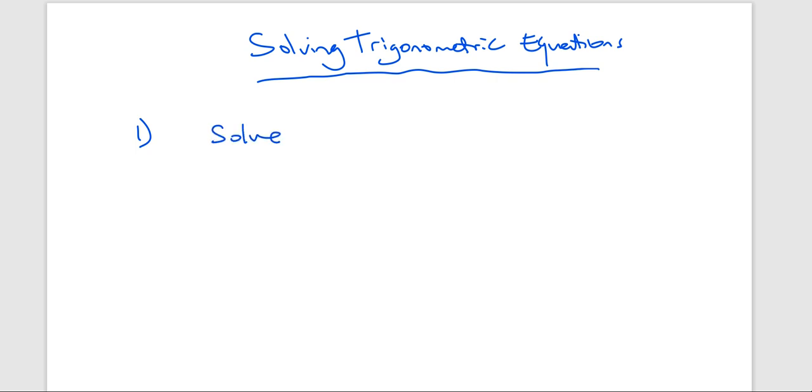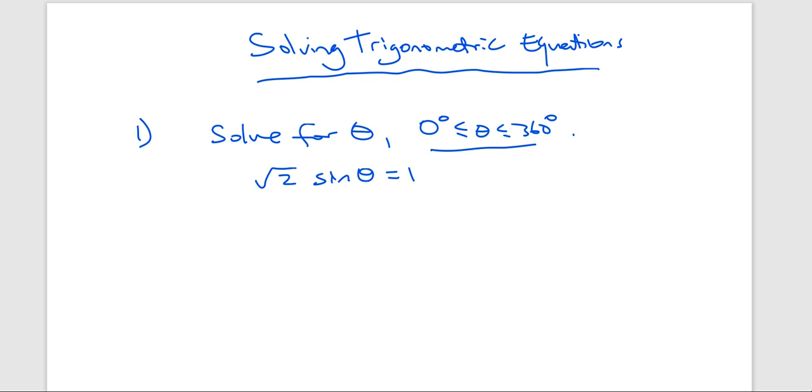Solve for theta, and I'm going to say that theta can be anything between 0 degrees and 360 degrees. And I'm going to ask that for this one, don't use a calculator. So that's actually a bit of a clue for you. Don't use a calculator. So here's my question. The square root of 2 sine theta equals 1. And again, theta can be anything between 0 and 360 degrees.